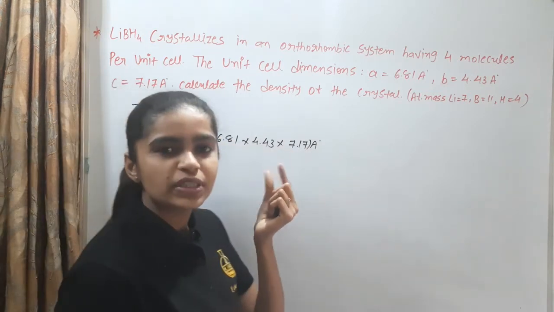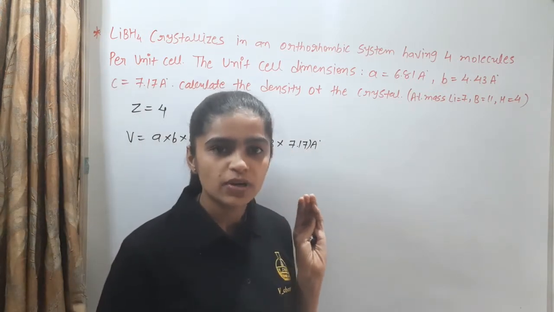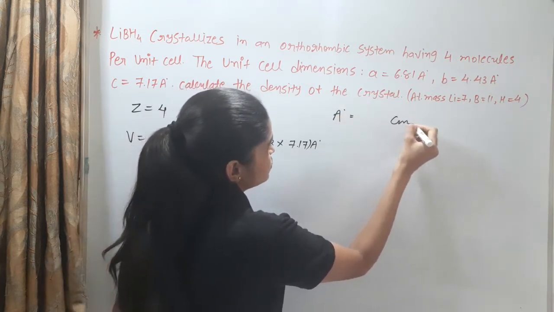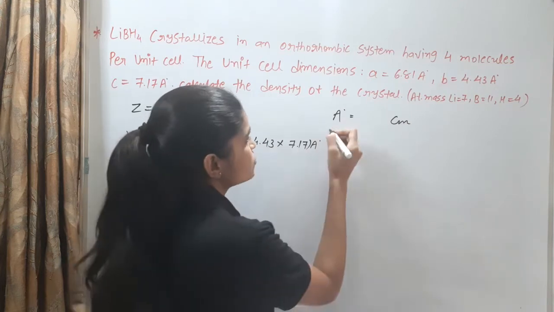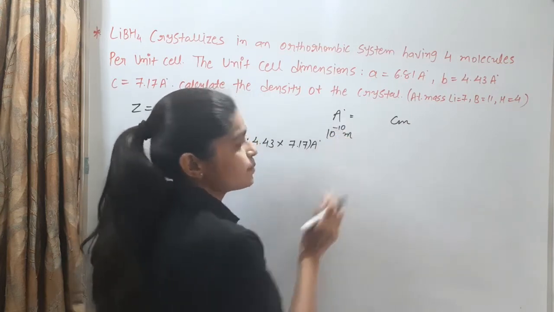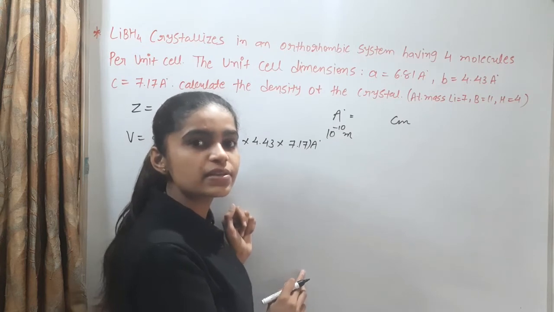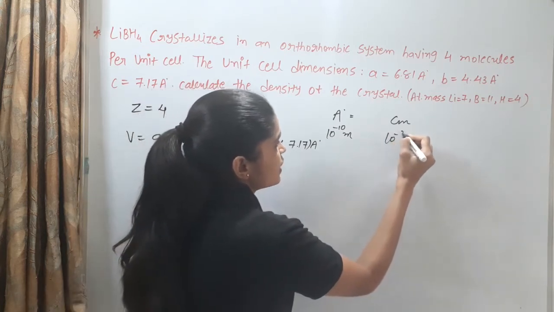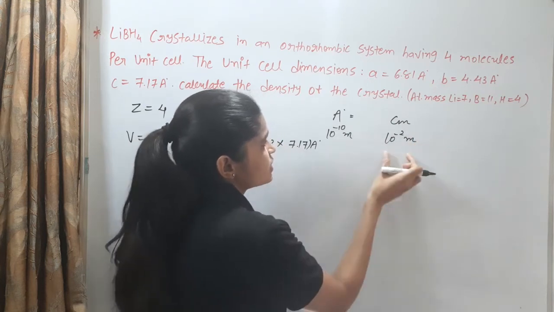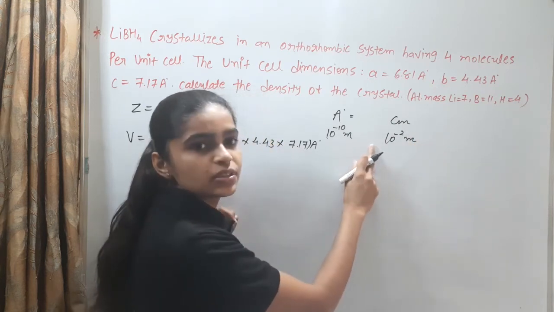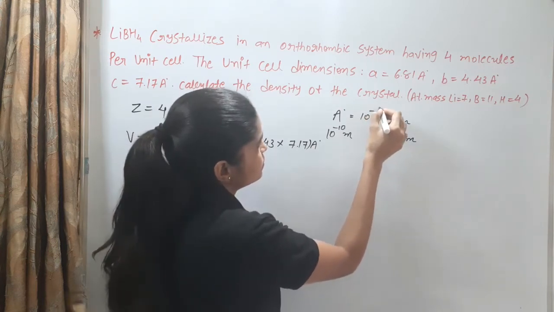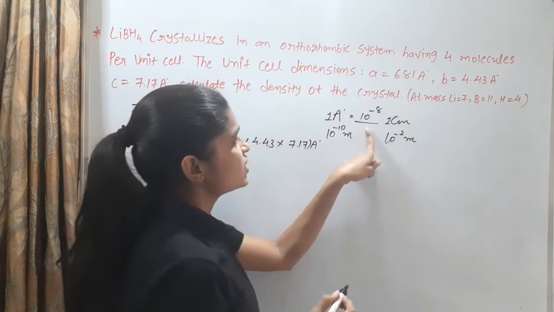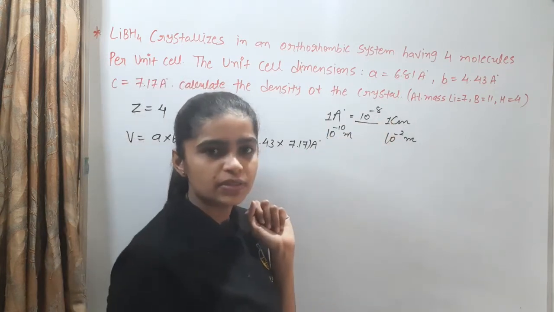First, angstrom must be converted into centimeter. How do we convert angstrom into centimeter? First write angstrom and convert it to the unit centimeter. 1 angstrom is equal to 10 raised to minus 10 meter, and 1 centimeter is equal to 10 raised to minus 2 meter. So, dividing both sides by the same value, 1 angstrom is equal to 10 raised to minus 8 centimeter.